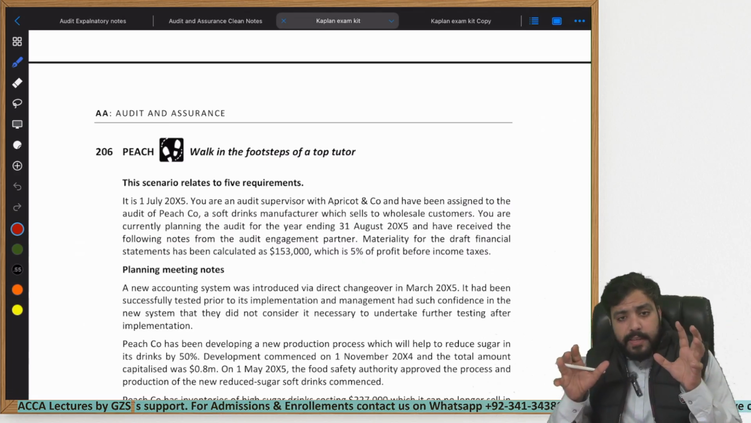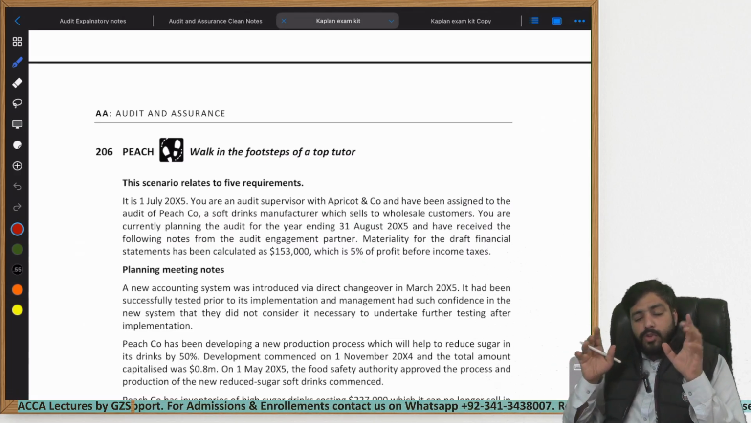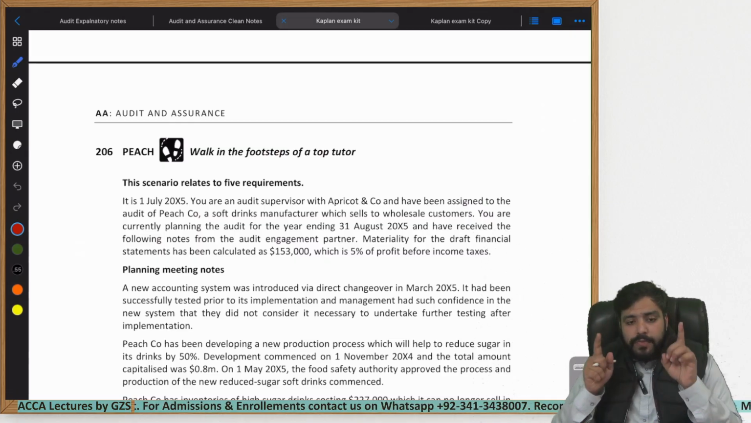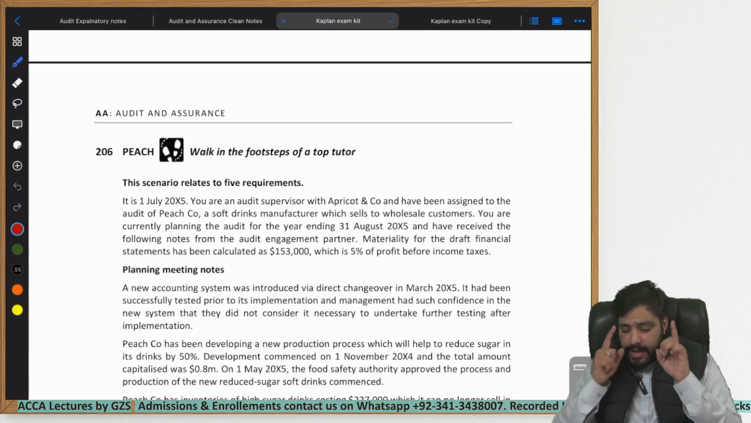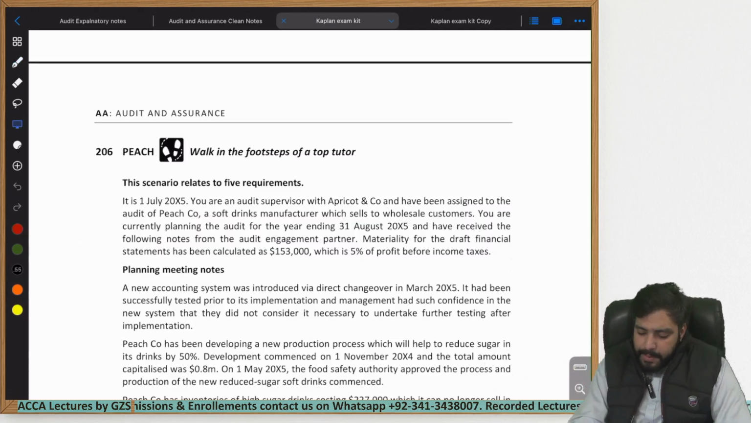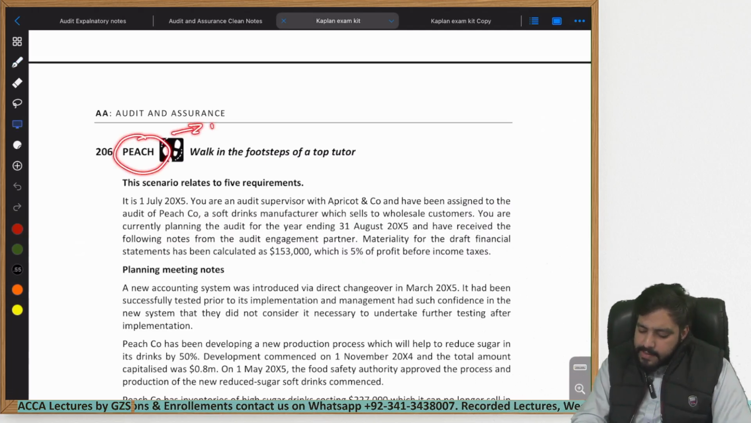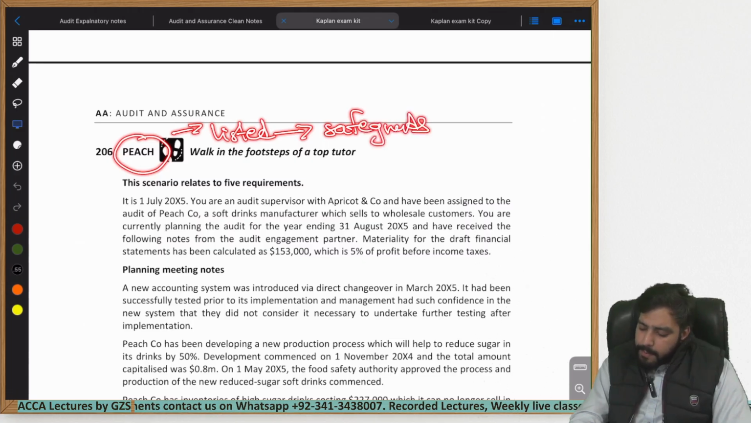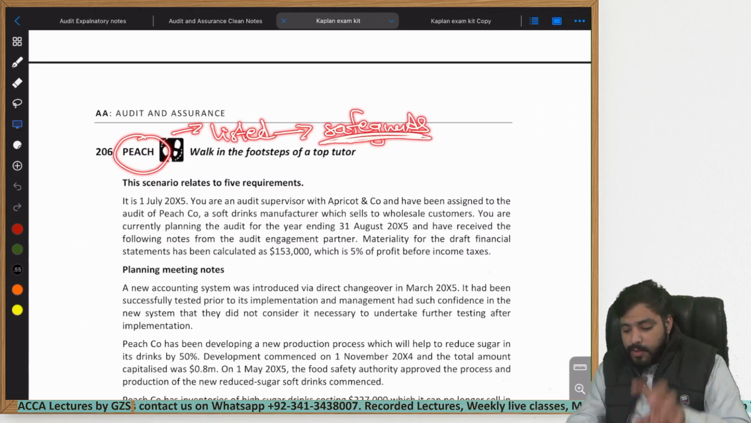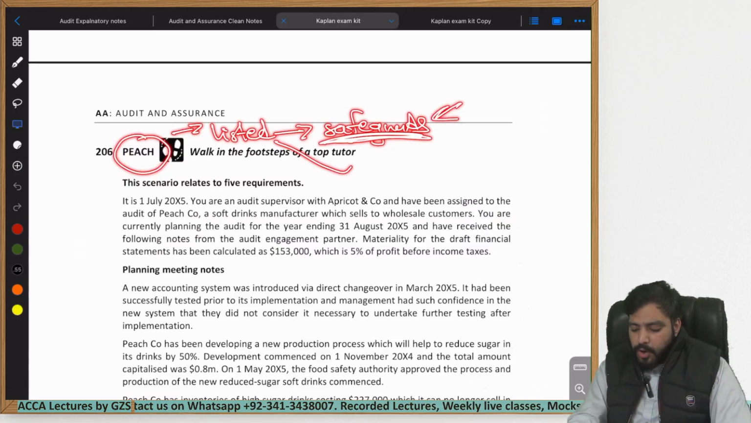So as I've said again and again, whenever you do an ethics question, always remember that first of all, from the question itself, you have to identify whether this company that we are auditing is a listed company or not. Because if it is a listed company, the safeguards that you will give would be different. For listed companies, there are some threats for which safeguards are a bit different. For non-listed companies, the safeguards that you recommend within your exam are a bit different.